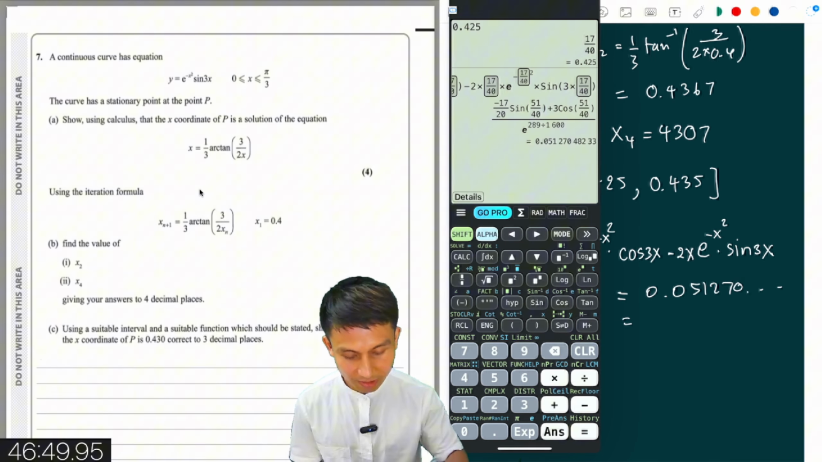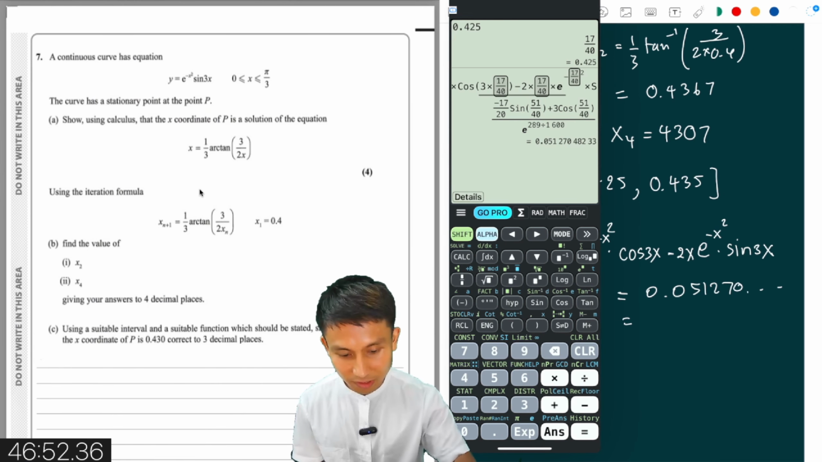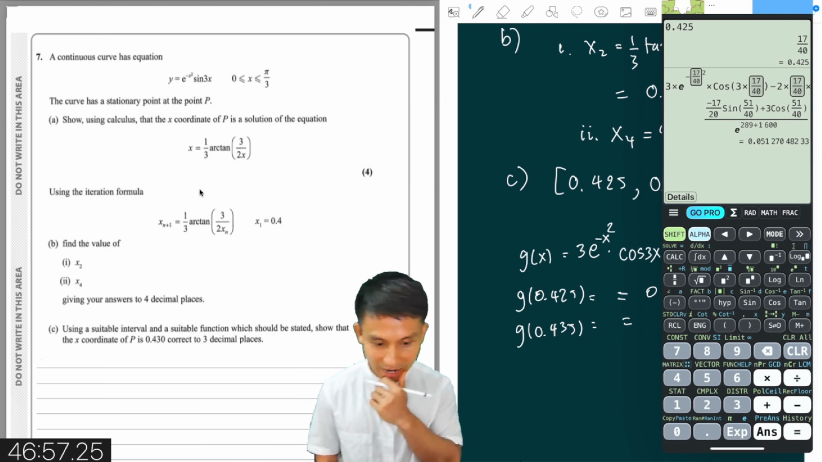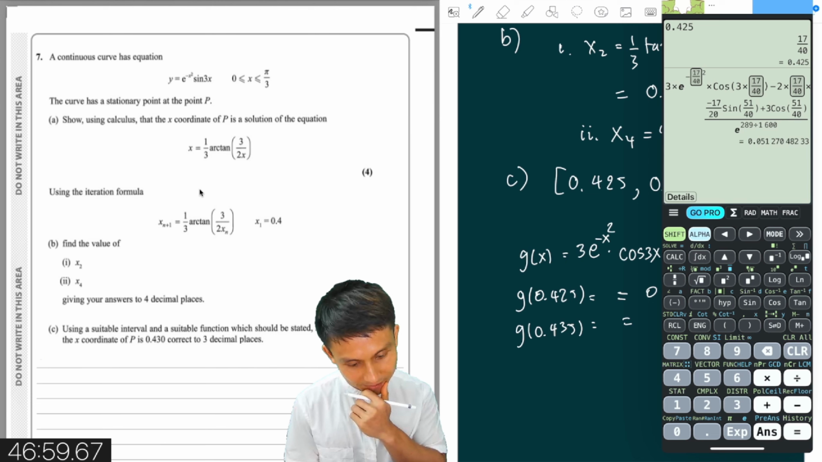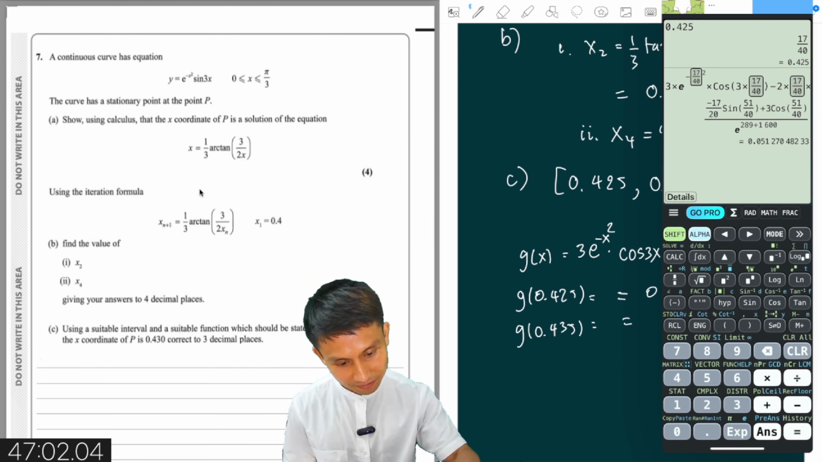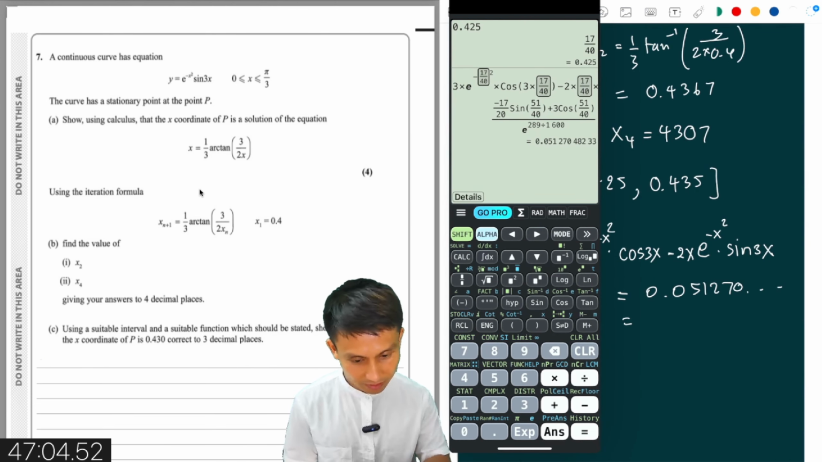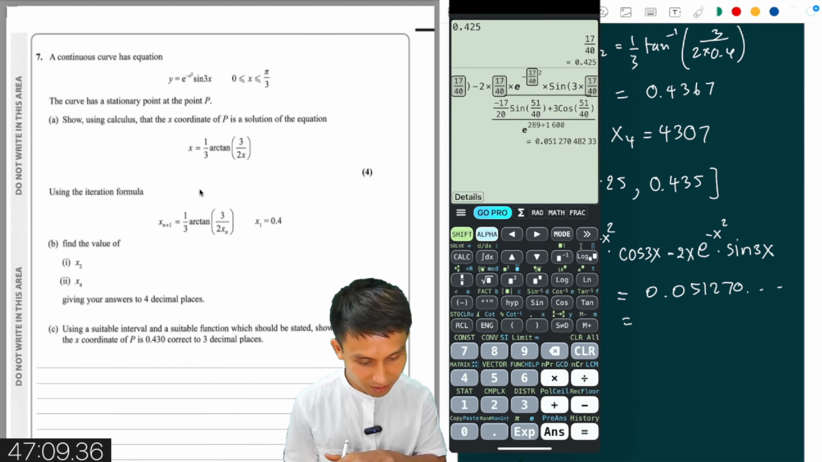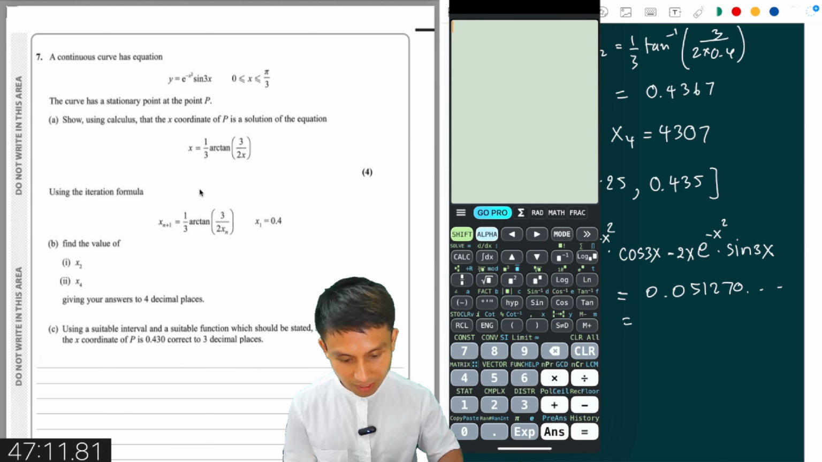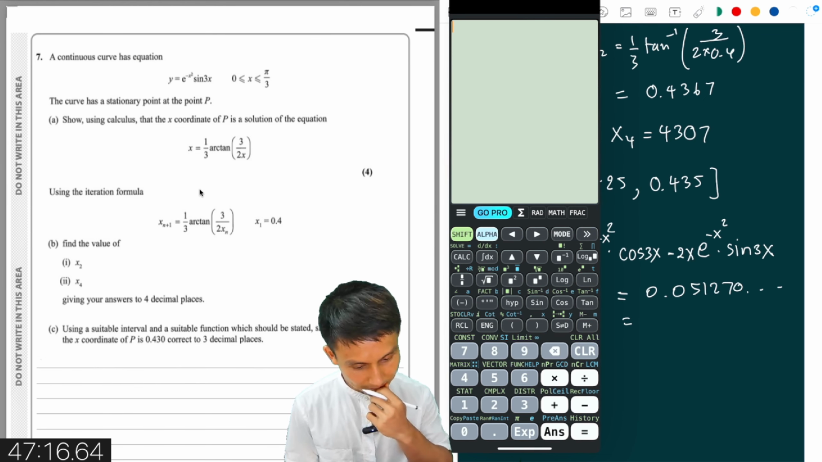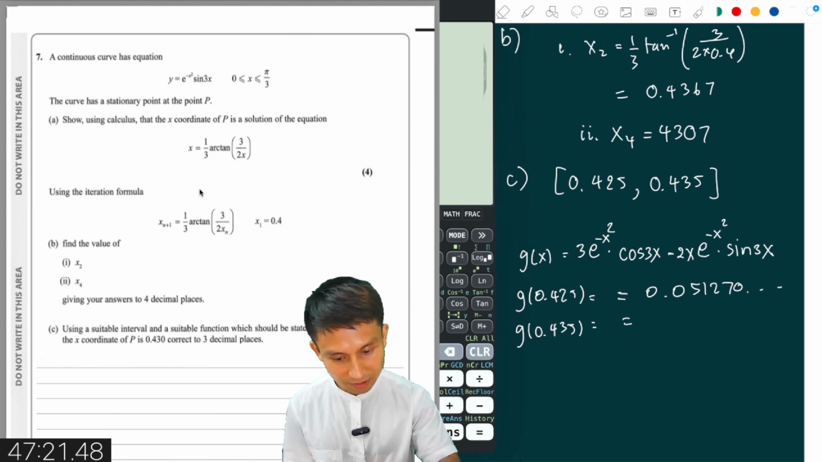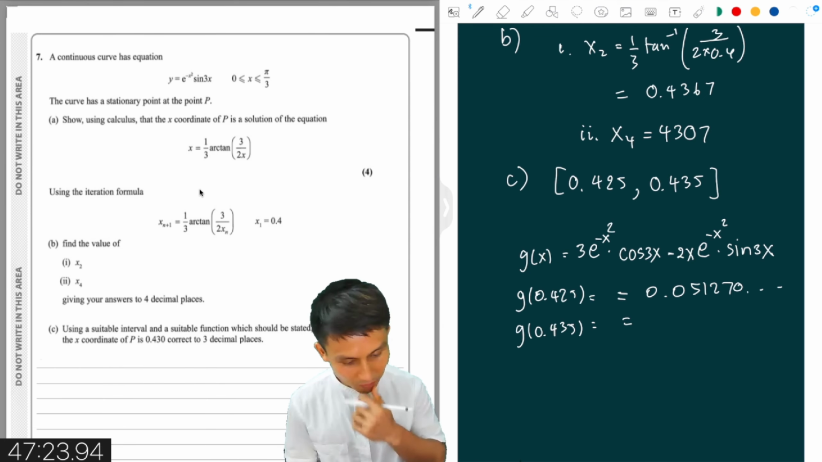0.051270 blah blah blah. Let me just check everything if I put everything correctly. I'm very careful because of course there's no mark scheme yet as of now. Yeah, that's fine. Cos 3x minus 2x e to the blah blah blah, so everything is fine. Yeah, I'm happy with that, but just one thing. I'm just curious if I do minus 3 squared. Yeah, it gives me minus 9, so that's fine. I'm good.